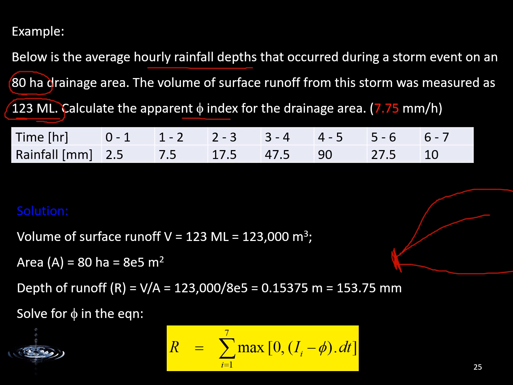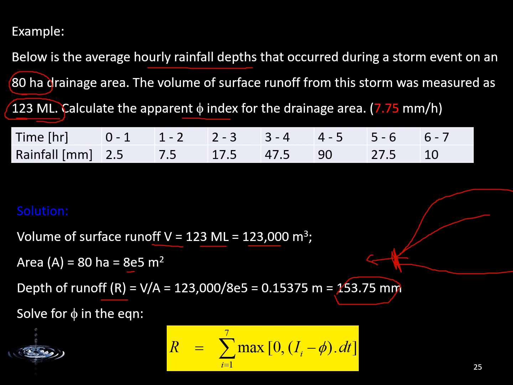Now, first we can find the volume. 123 million liter is this many cubic meters, and the area is 80 hectare, and we can find that the depth of runoff is 153.75. So the runoff that you measure at the catchment outlet is basically 153.75 millimeter. So that's the depth.